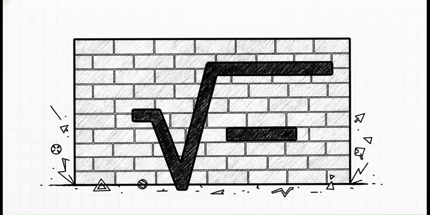Now, to isolate x, you have to find the square root of negative 1. But wait a minute. We literally just established that no real number, when multiplied by itself, can give you a negative result. So under the normal rules of real numbers, this equation is completely impossible to solve. It's a total mathematical dead end.